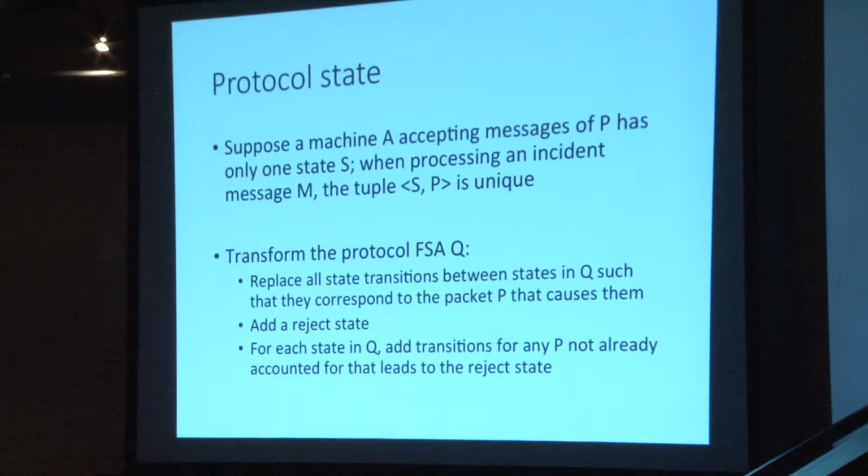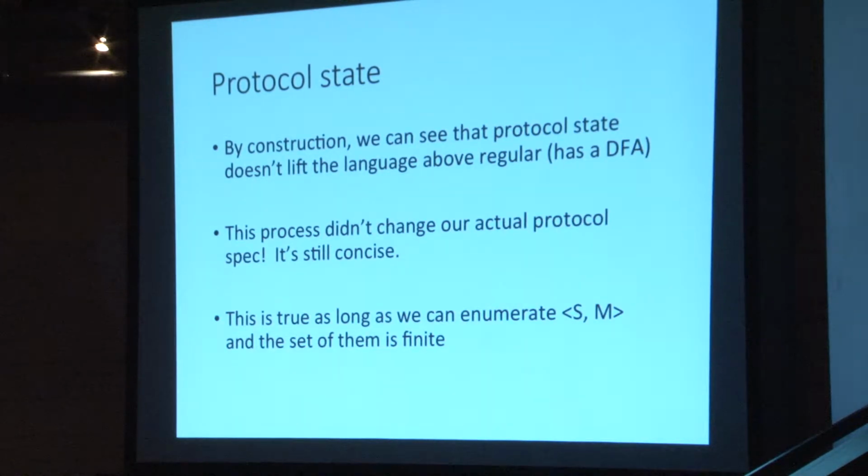this is just me citing exactly how you do that construction. Draw those arrows in a formal way, we can see that having protocol state alone isn't enough to lift the language above even potentially regular. It is just a finite state automaton because the protocol state machine is a finite state automaton. If it's not, then unfortunately this doesn't work.